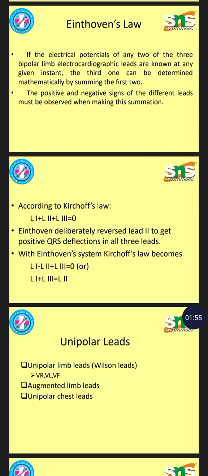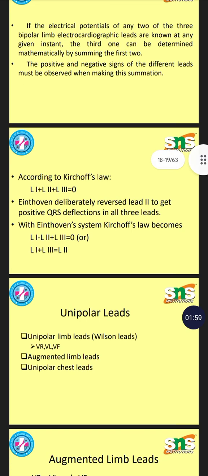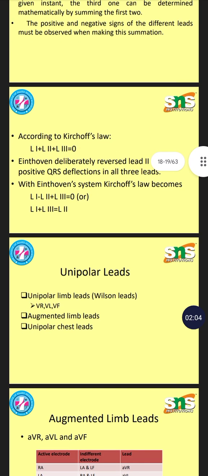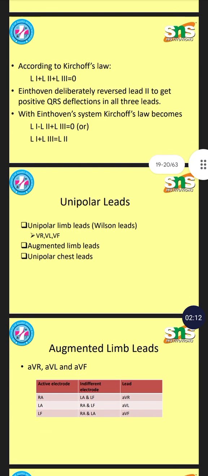According to Kirchhoff's law, L1 plus L2 plus L3 is equal to 0. Einthoven deliberately reversed L2 to get positive QRS deflection in all three leads. With Einthoven's system, Kirchhoff's law becomes L1 minus L2 plus L3 is equal to 0, or L1 plus L3 is equal to L2.